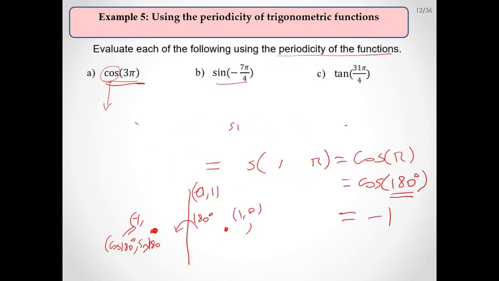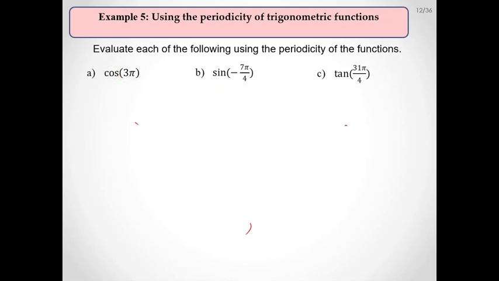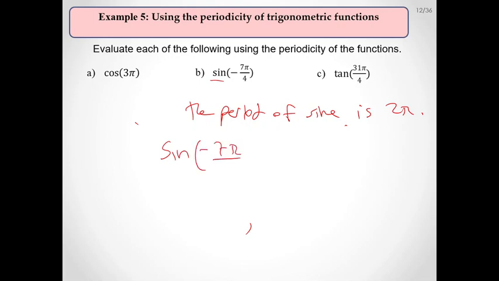Okay, we can solve the other question also this way. Now, what is the period of the sine function? The period of the sine function is 2 pi. So this means you can add or subtract multiples of 2 pi to this value here, and the value of sine will not change.